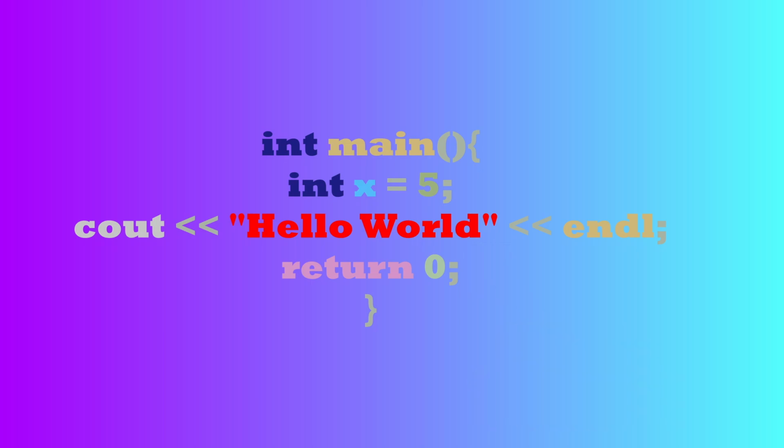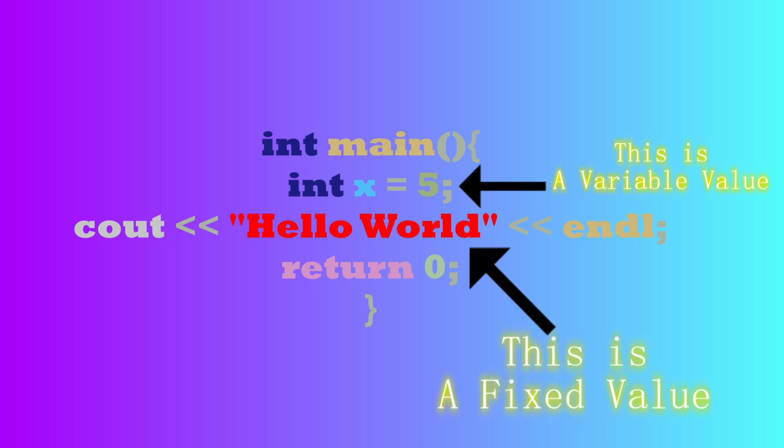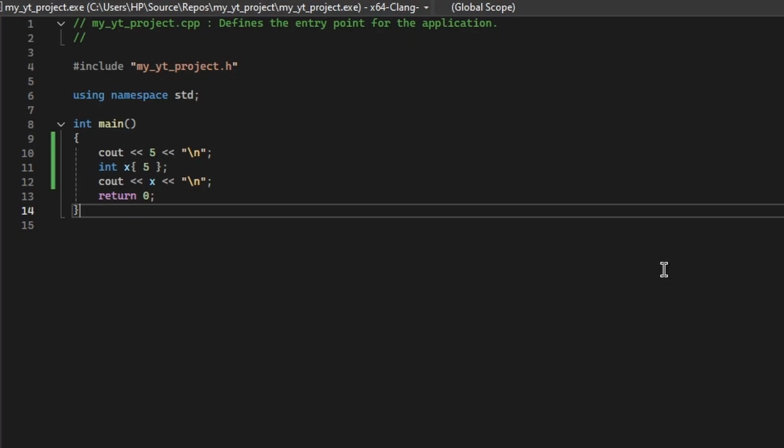Unlike a variable, whose value can be set and changed through initialization and assignment respectively, the value of a literal is fixed. 5 is always 5. This is why literals are called constants. To further highlight the difference between literals and variables, let's examine this short program.